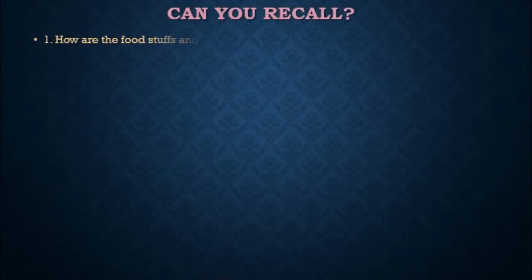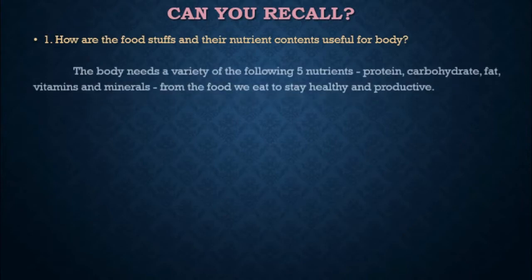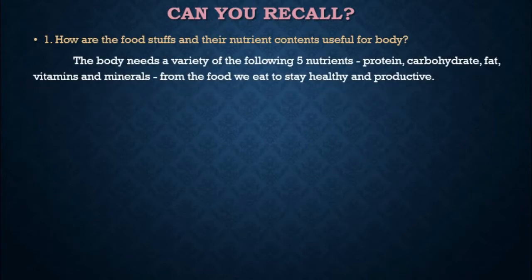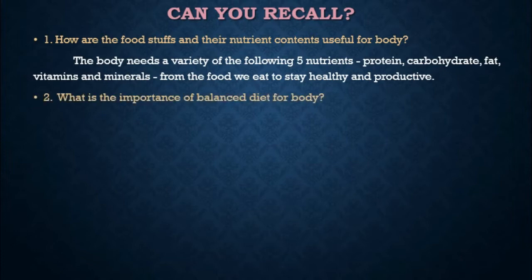Before moving into the chapter, let us recollect some basics. Can you recall how foodstuffs and their nutrient contents are useful for the body? The body needs a variety of nutrients like proteins, carbohydrates, fat, vitamins and minerals from the food we eat to stay healthy and also productive.